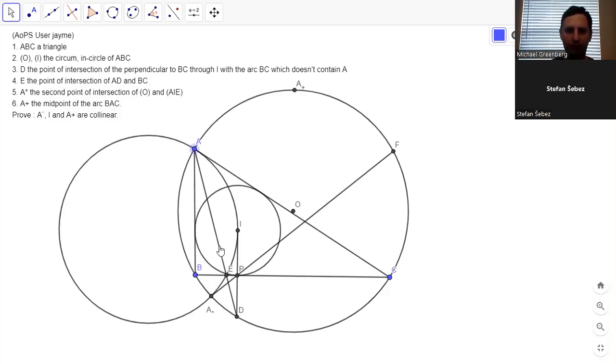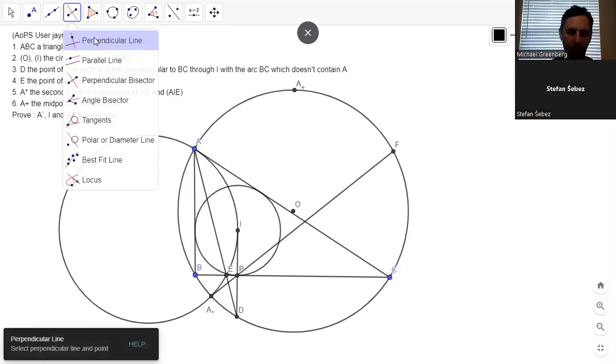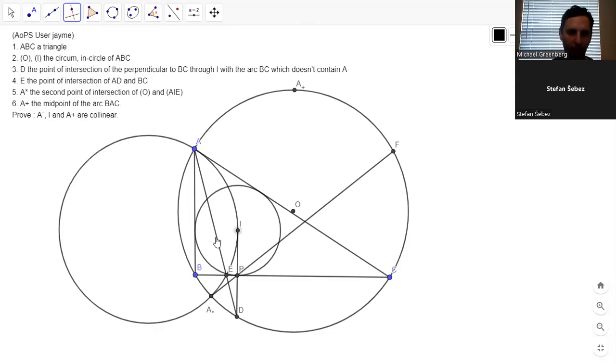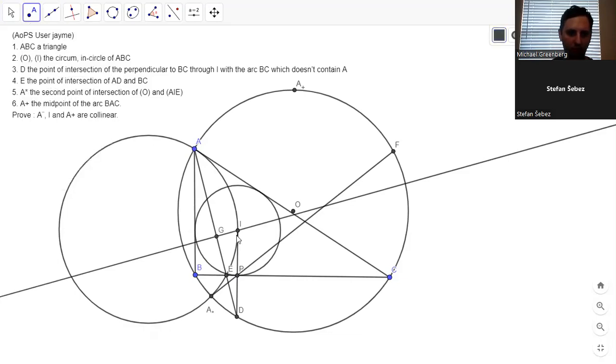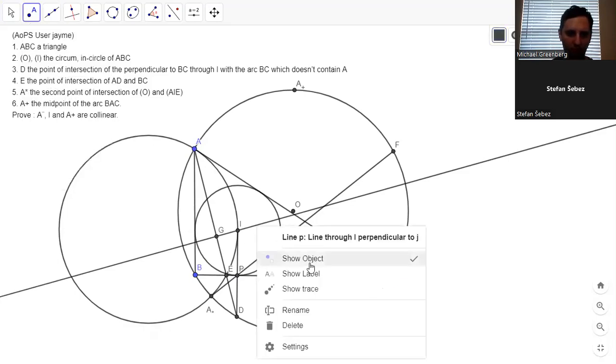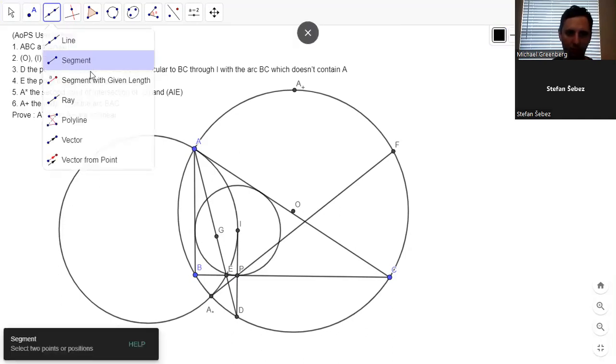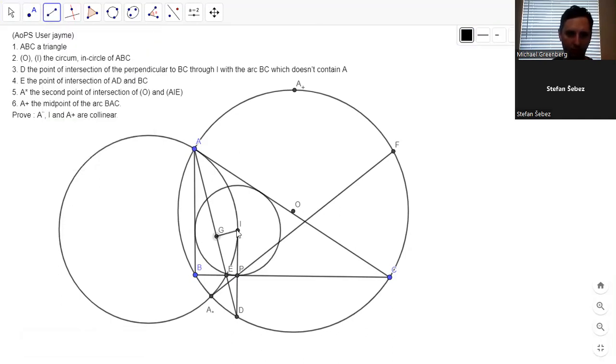Maybe we could try to use the radical axis theorem too. Like, what if I drop a perpendicular from I to AD? Then we'd have one cyclic quadrilateral, another cyclic one, another one that we're trying to prove is cyclic. I'm going to just try this. So G would be like the midpoint of the segment.